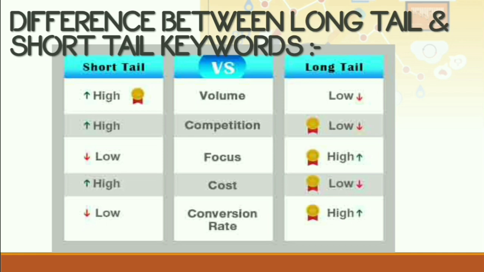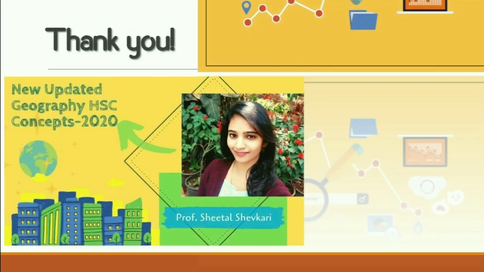And in the case of long tail, as the volume is low and the competition is low, the focus will be less divided, so the focus can be given to each and every website, and that will be high. Next is the cost. The cost in the case of short tail is high, and the cost in the case of long tail will be low. And the rate of conversion in the case of short tail is low, and the rate of conversion in the case of long tail is high. So this is all about short tail and long tail keywords.